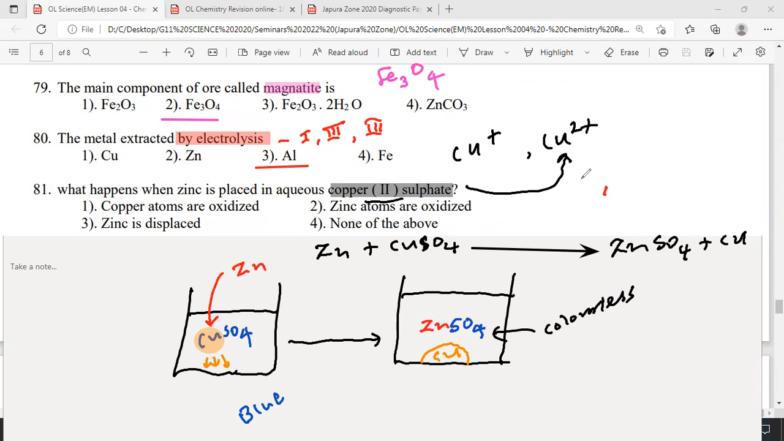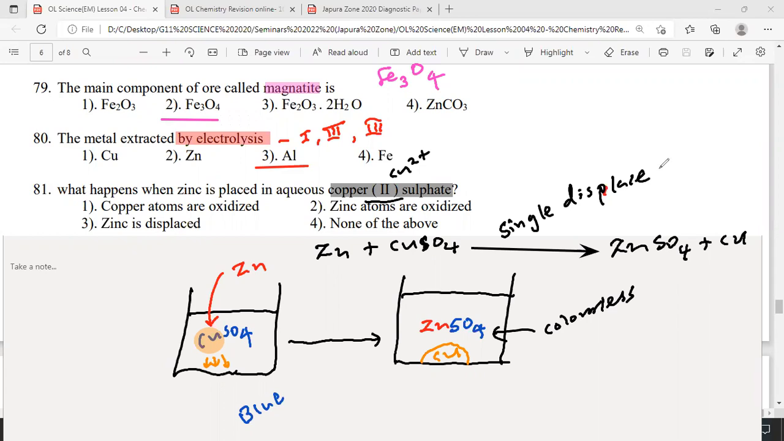This is known as single displacement reaction. Not only the answer for this question, I want you to recall everything related to this question. Then only if you get a similar question again in the oral paper, you will be able to do it well with confidence. So what is this reaction called? Single displacement reaction.